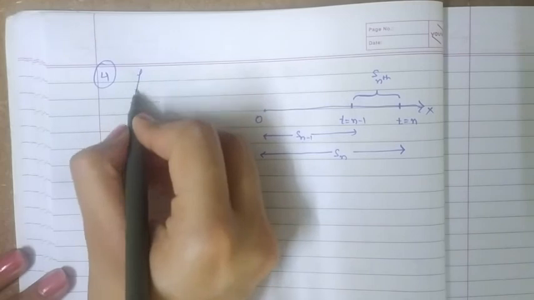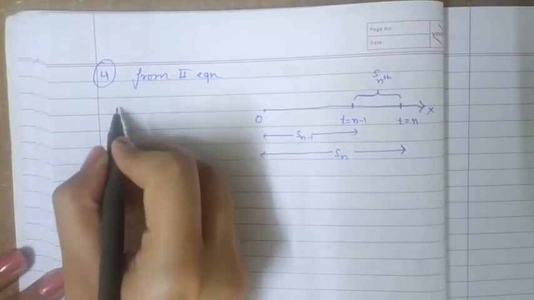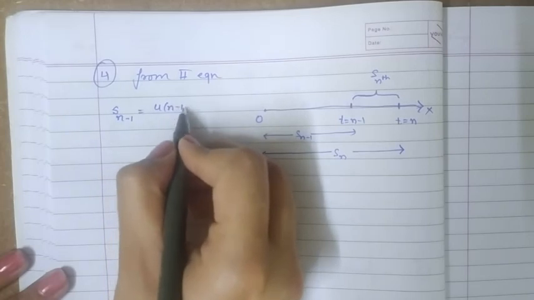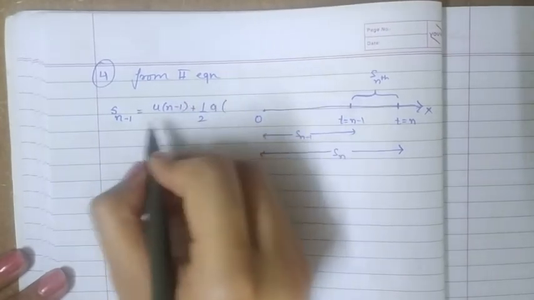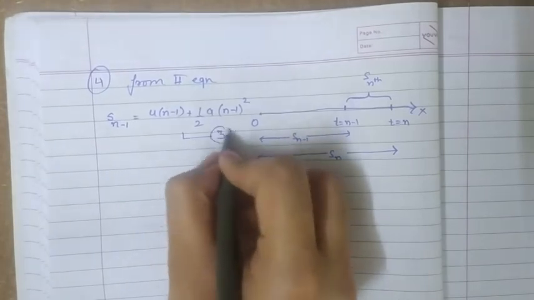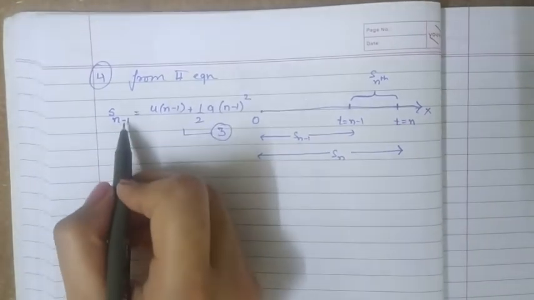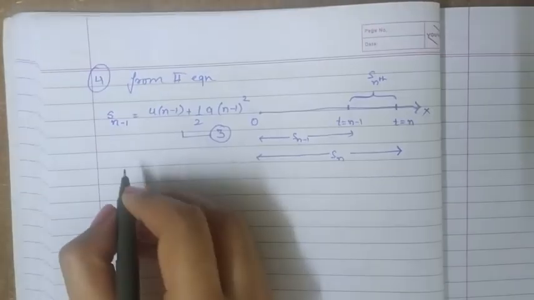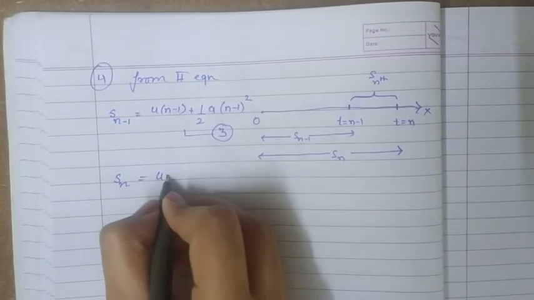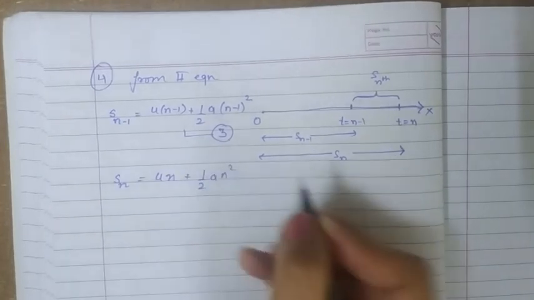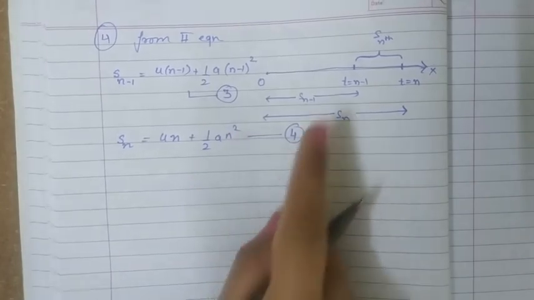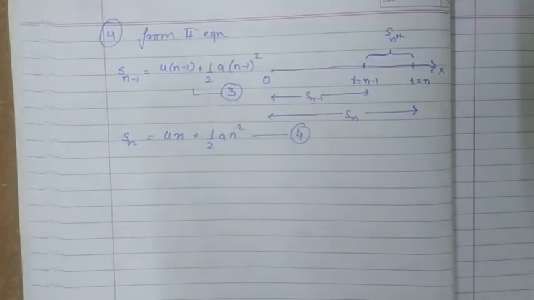So from the second equation of motion, Sn minus 1 is equal to u times (n minus 1), that is ut, plus half a t square, where t is n minus 1, right? Now this is equation number 3. This is the distance traveled in the first n minus 1 seconds. Now I am talking about the distance traveled in the first n seconds. The distance traveled in the first n seconds will be un plus half a n square. This is equation number 4, that means t is equal to n. Now we have to subtract these to find Snth, that means the distance covered in the particular nth second.